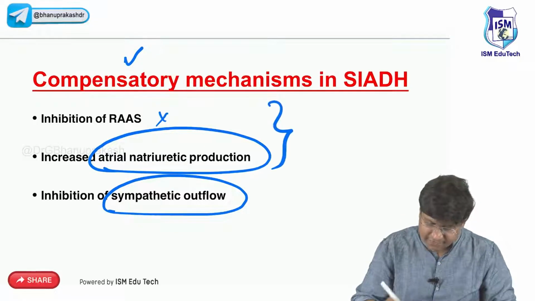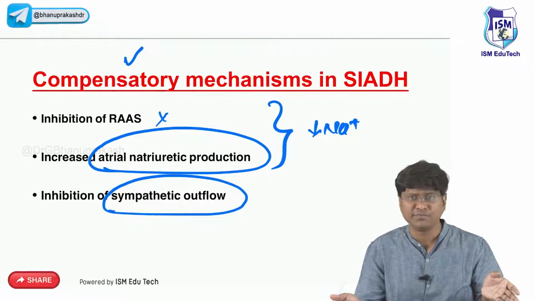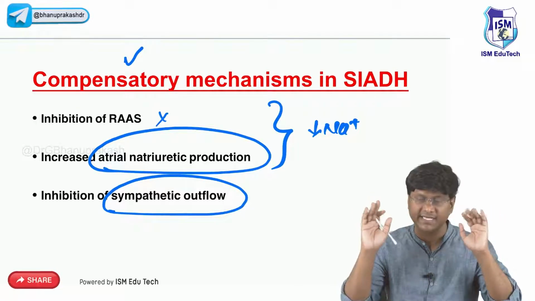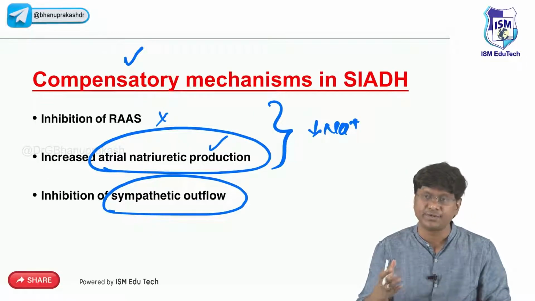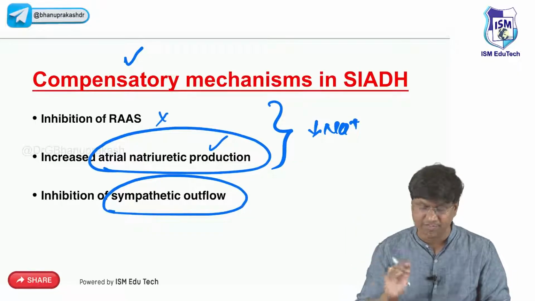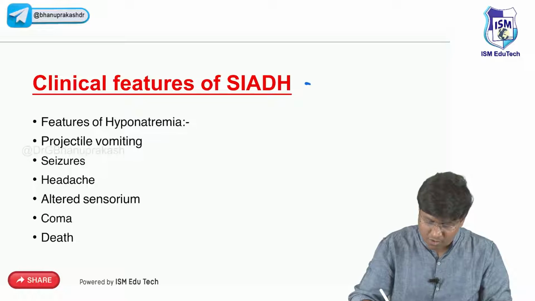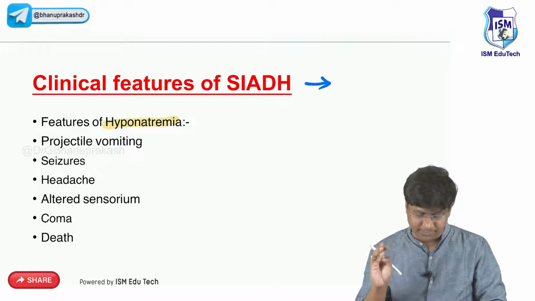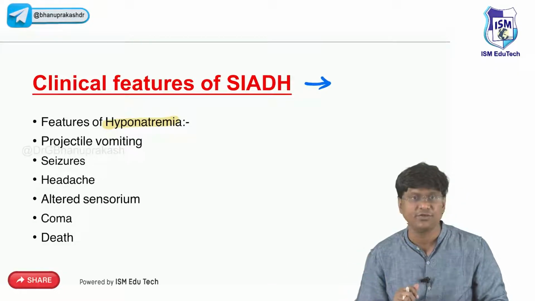So now, because of these compensatory mechanisms, what will happen to the serum sodium levels? Decreases, because once RAS is inhibited, aldosterone is not formed. Once aldosterone is not formed, sodium absorption does not occur. The sodium is kicked out. And atrial natriuretic peptide will cause natriuresis, so sodium is also being kicked out, so that will result in hyponatremia. So if you take the clinical features of SIADH, all these clinical features are mainly because of the hyponatremia. What will be that? Projectile vomiting, seizures, headache, altered sensorium, coma, and finally death of the individual.